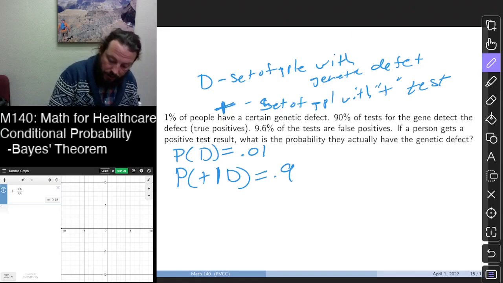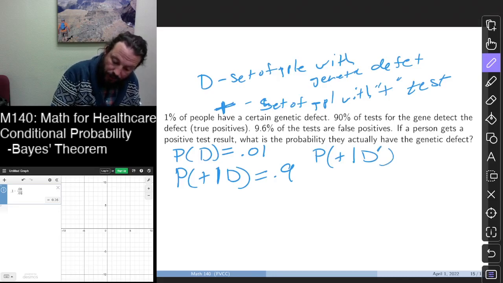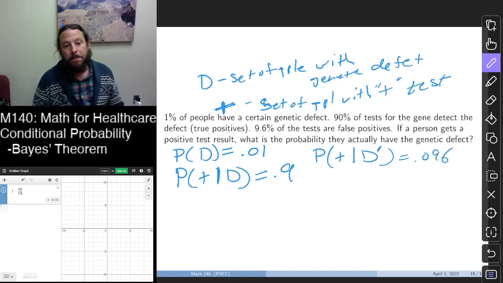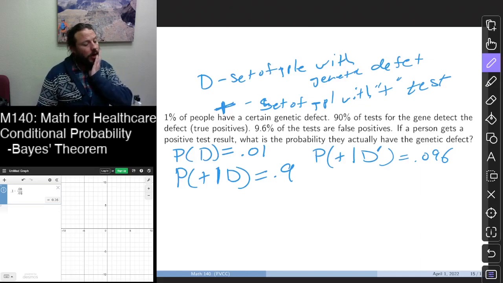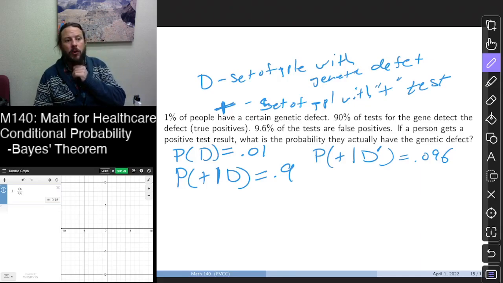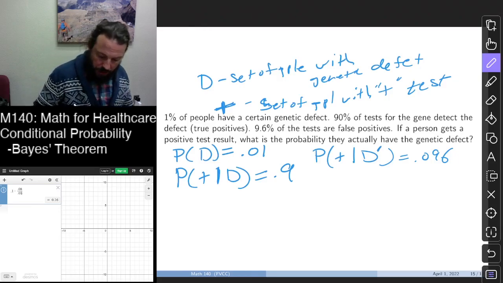And then let's see here. What's the other 9.6%? That's a false positive. So that means the probability of getting a positive test given you do not have that genetic disorder is equal to 0.096. All right. So if you had trouble doing the tree diagram before, maybe this will help you. Maybe hit pause again and try this out. And I'm going to continue on now.